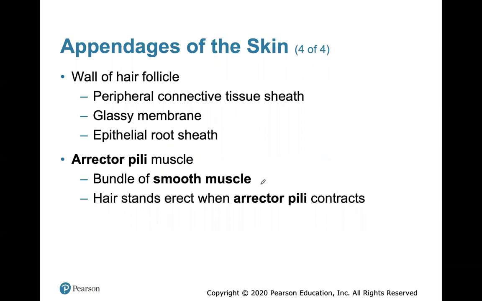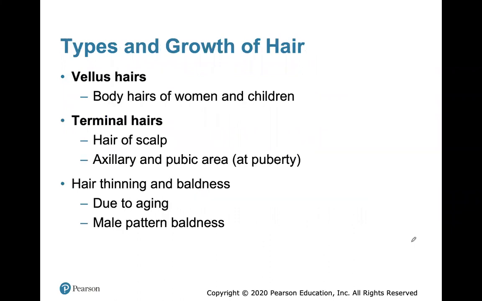The wall of the hair follicle is the peripheral connective tissue sheath, glassy membrane, and epithelial root sheath, and this is a big one. I also want you to know the erector pili muscle is a bundle of smooth muscle, and that makes the hair stand erect when the erector pili contracts, such as in goosebumps or stressful situations.